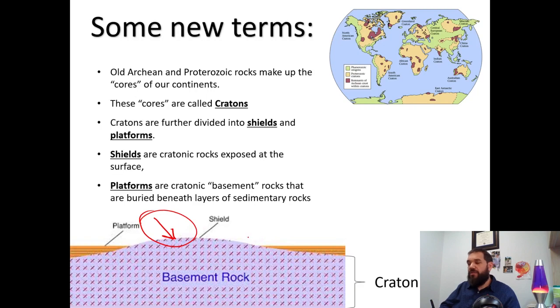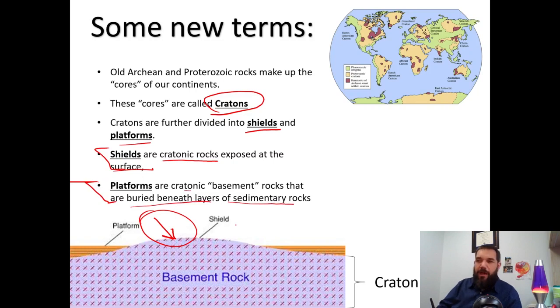So the cores, the oldest interior of the continents, we call those the cratons. The cratons are the old interior cores, often Archean in age. Cratons are subdivided into the shields and the platforms. Shields are cratonic rocks that are exposed at the surface, whereas platforms are cratonic basement rocks that are buried beneath more recent sedimentary rocks.